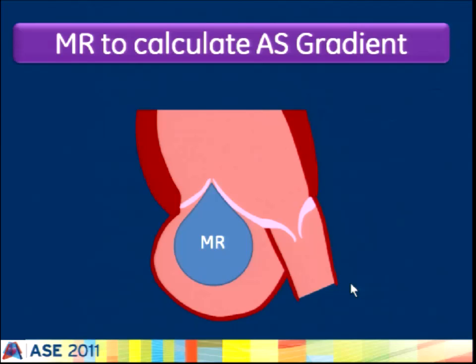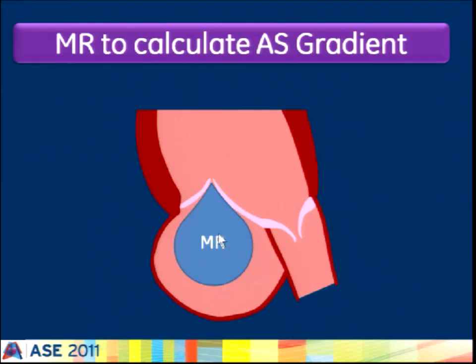Now, one of the other interesting things that we can do when we've got a patient who's got mitral regurgitation is we can use the mitral regurgitation signal to help us cross-check our aortic stenosis signal. This is particularly useful in patients who have hypertrophic obstructive cardiomyopathy as well.